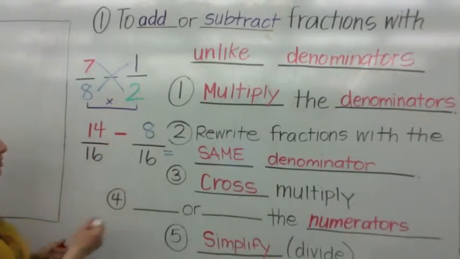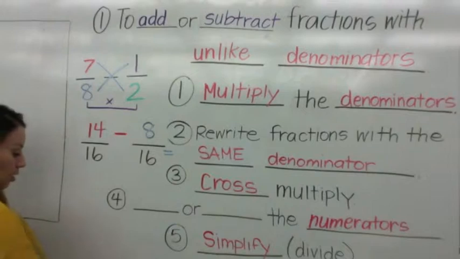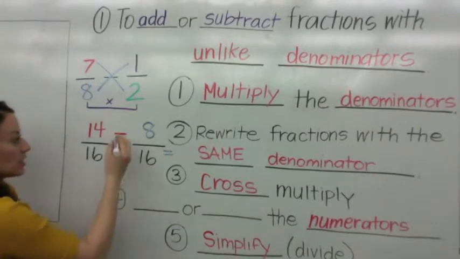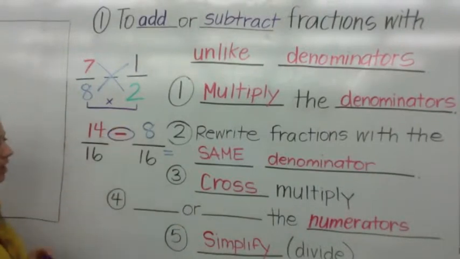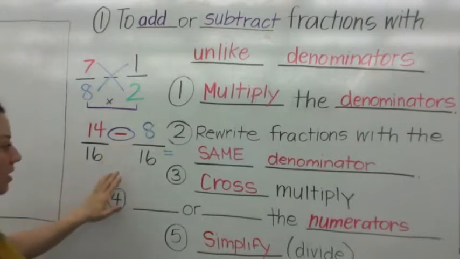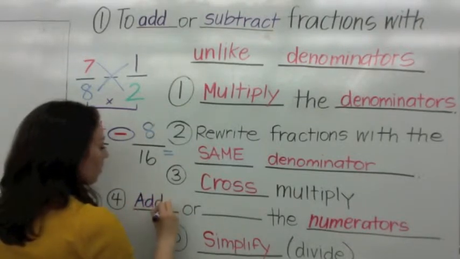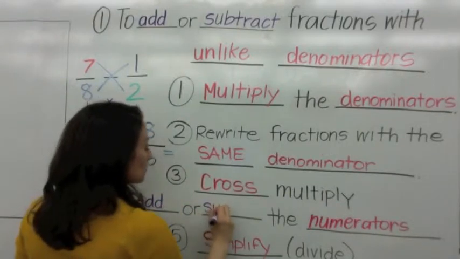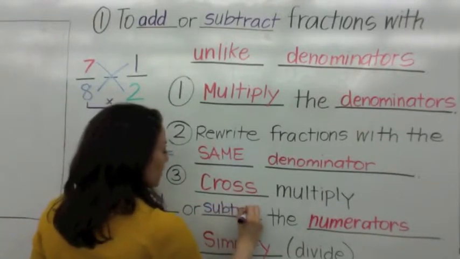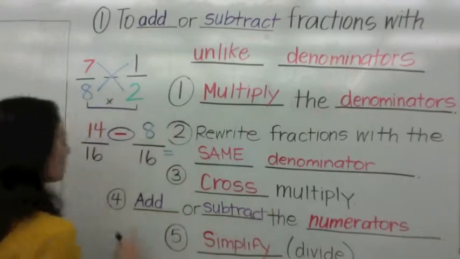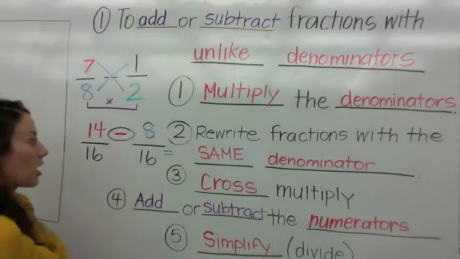Now here's where you're going to have to look. What operation is between them? I want you to circle it. What operation is this? This is subtraction. Okay. So the next step would be either add or subtract the numerators. It depends on what's in the middle. Sometimes you'll see addition, sometimes you'll see subtraction.